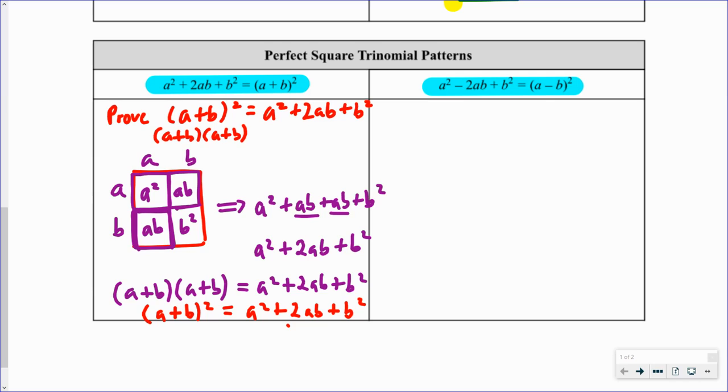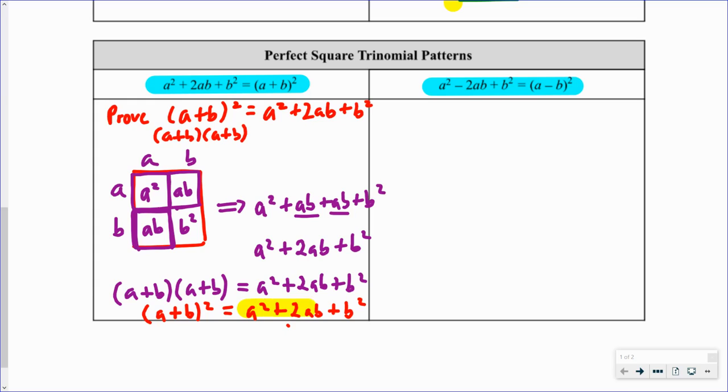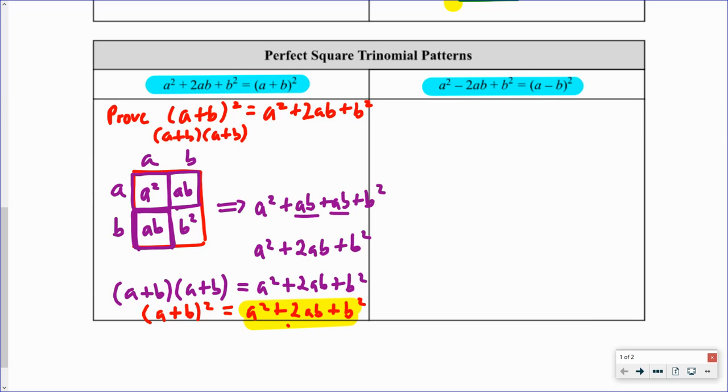So if we can recognize a trinomial that follows this format, and I'm going to show you this later, so you'll see this in future example problems, then we know immediately that when you factor it, it's going to look like this: (a + b), that quantity squared.